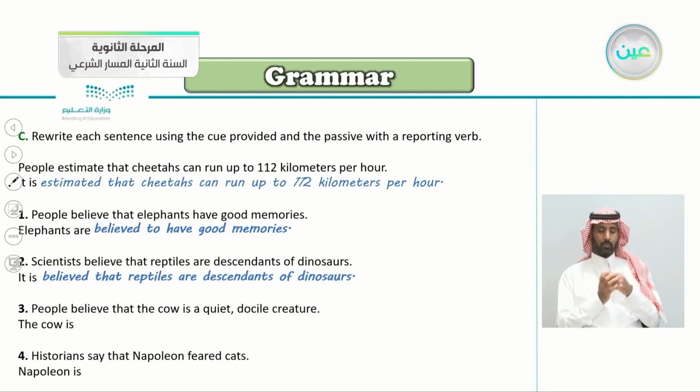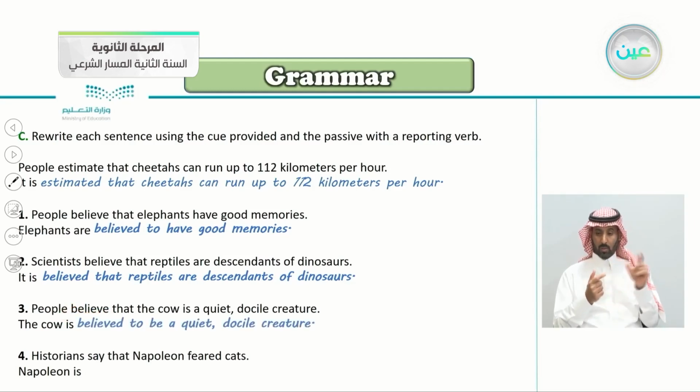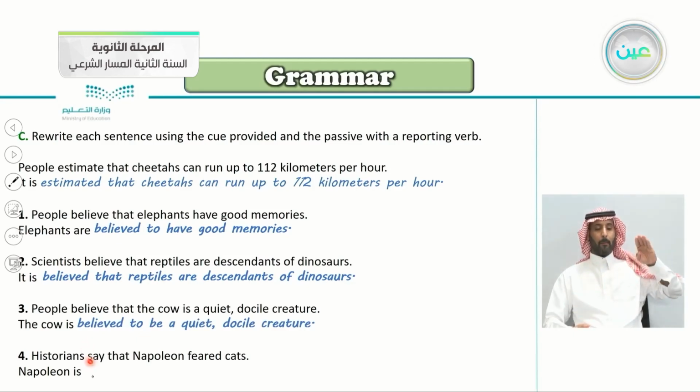Number 3, people believe that the cow is a quiet, docile creature. So the cow is, yes, the same word here, is believed to be a quiet, docile creature. Number 4, historians say that Napoleon feared cats. Historians say, it's not believe, say that Napoleon feared cats.